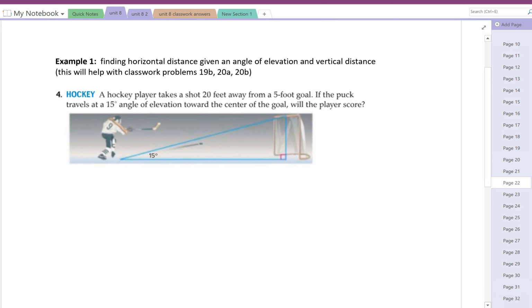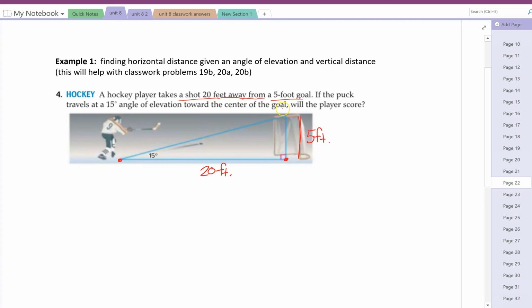So we have this person shooting a hockey puck, and the first piece of information they give me is that they're 20 feet away from the goal, right? So that means that from right here, apparently where the person shot it, to right here, the goal line is 20 feet. And then it says it's a 5-foot goal. What it's saying there is that the goal is 5 feet tall.